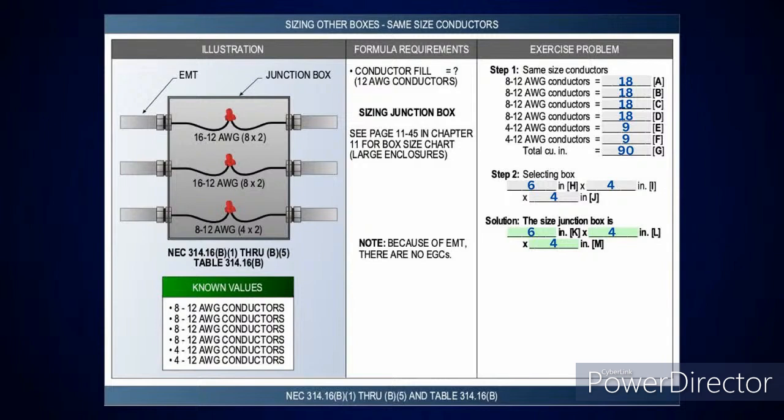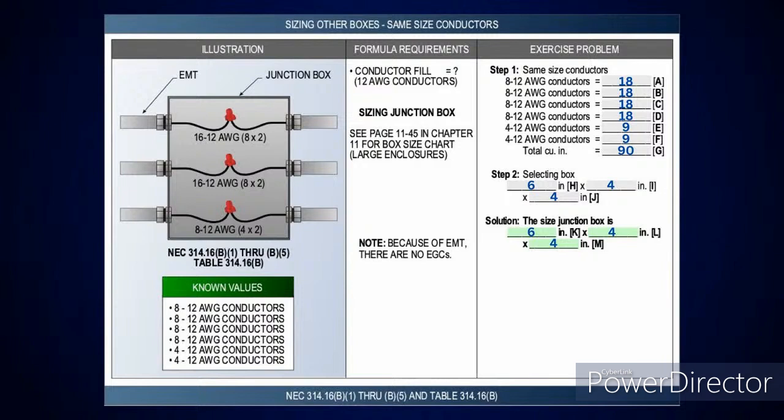So all I'm going to do is add all these up. I'm going to do this in circular mils when I'm doing other boxes. You're not going to do just one conductor for each, because I need to know what the cubic inch fill is, because I'm going to have to size my box by the cubic inch. And we went over this last week. So if I look at table 314.16(B), the number 12, once again, is 2.25 cubic inches. I've got 8 of them. I'll multiply that, and that's going to give me 18 cubic inches for those first 4.